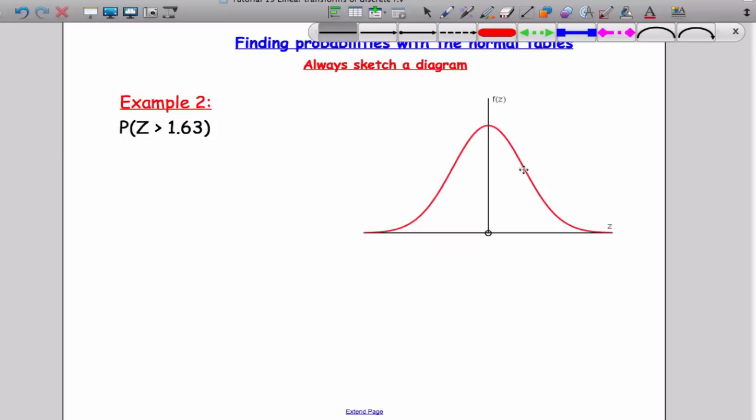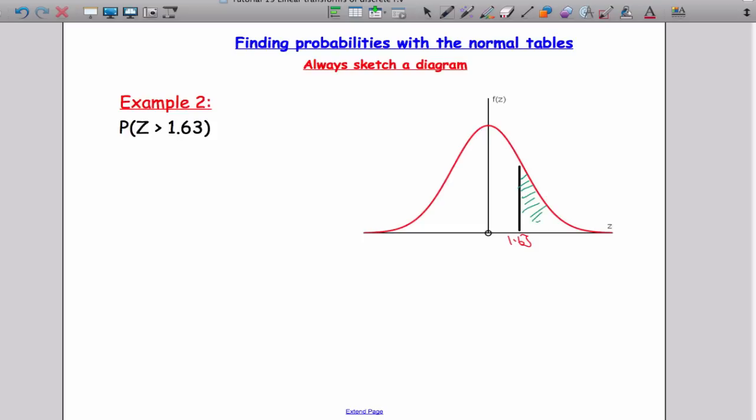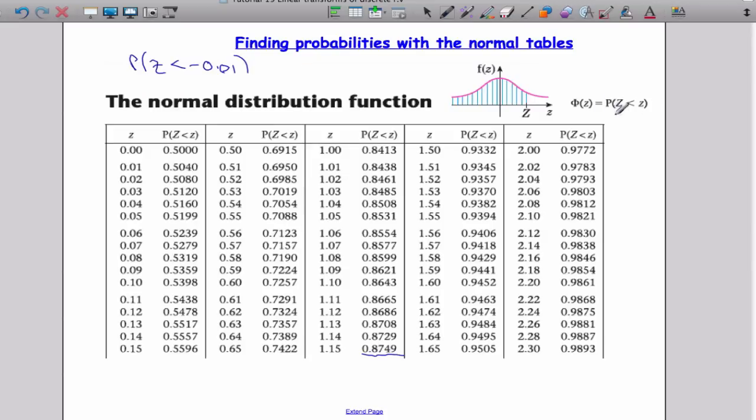1.63 is going to be somewhere there, so I'll just mark that in, 1.63, and I want the probability that Z is greater than 1.63. So what I'm actually interested in is this area here. Now my tables actually only tell me what the probability of Z less than a particular value is.